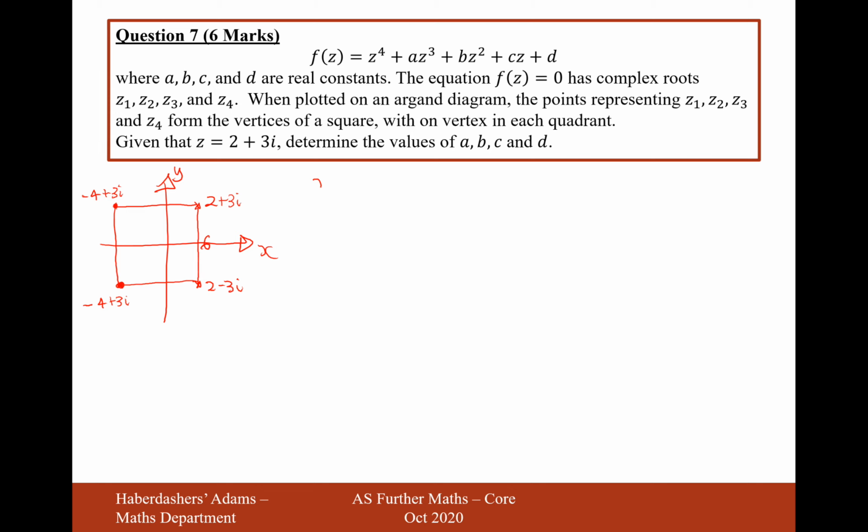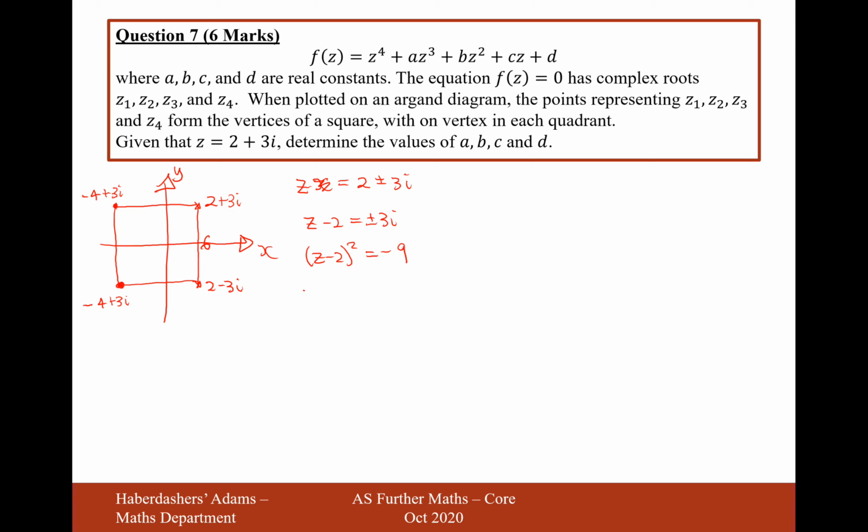I don't think I'm going to use the sum of the singles, sum of the doubles, sum of the triples, because that just takes forever. What I'm going to do is set z equal to 2 plus or minus 3i, and then do some reverse completing the square. So z minus 2 equals plus or minus 3i. Square both sides, you're going to get z minus 2 squared equals minus 9.